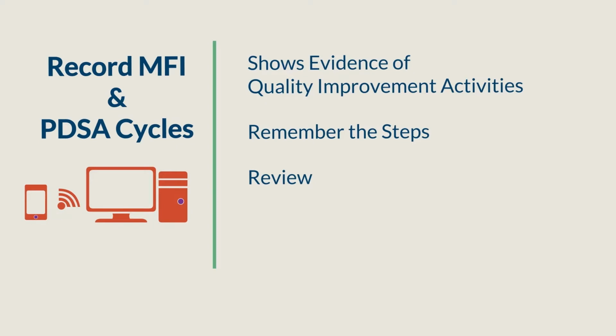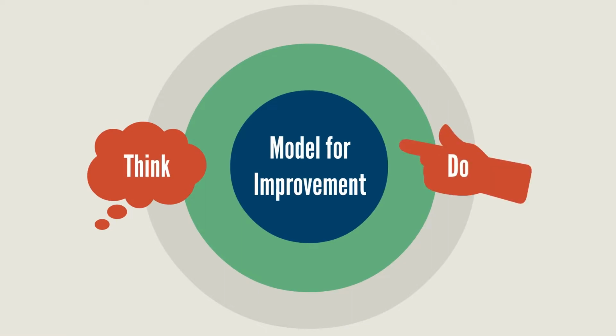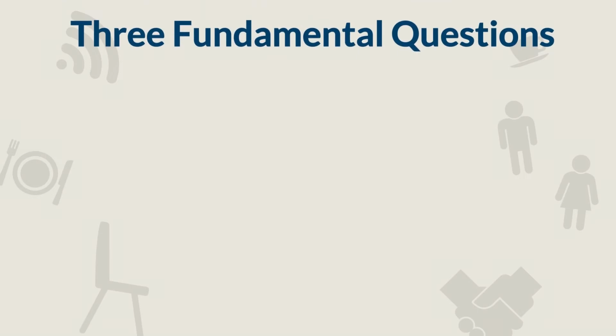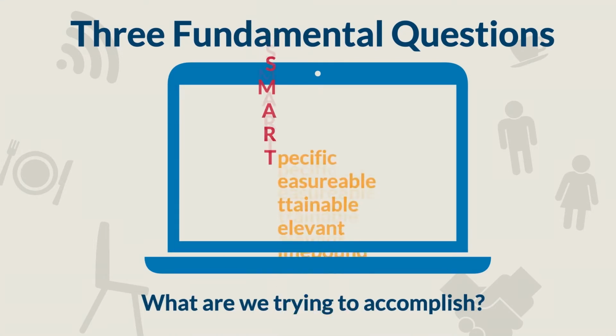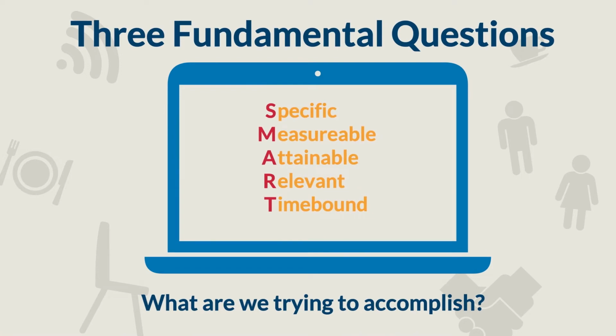There are two parts to the Model for Improvement, the thinking part and the doing part. In the thinking part, we must ask ourselves three fundamental questions. What are we trying to accomplish? By answering this question, you will develop your goal. It is important to use a SMART goal that clearly states what you are trying to achieve.